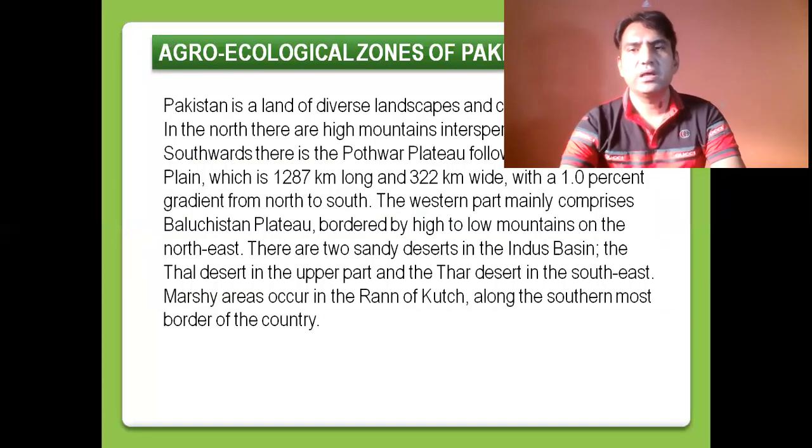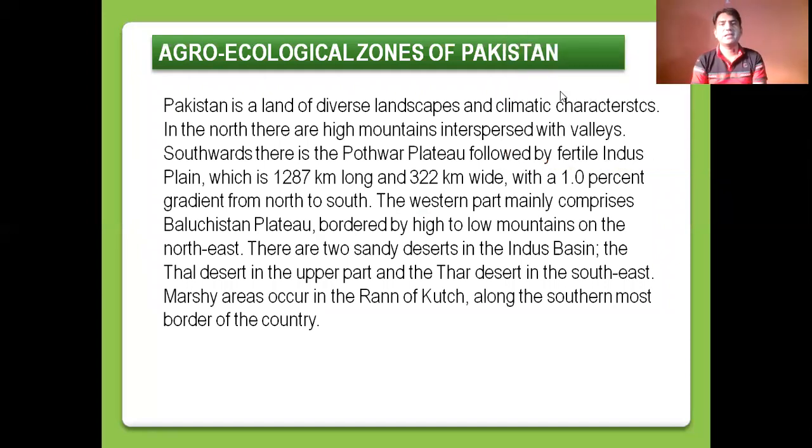So Pakistan, as you know, has diverse lands and climatic characteristics. In the north there are high mountains intersected with valleys. In the south there is the Pothwar Plateau followed by the fertile Indus Plain, which is 1,287 kilometers long and 322 kilometers wide. If you look at the physiography, I also had a separate lecture on the physiography of Pakistan. So in the north we have the northwest mountainous ranges.